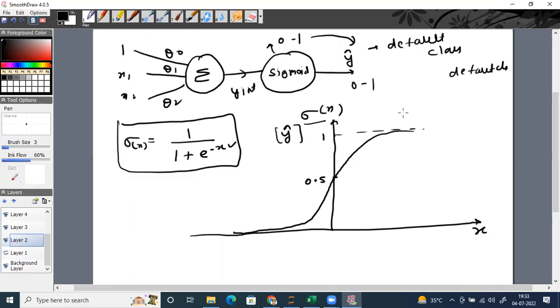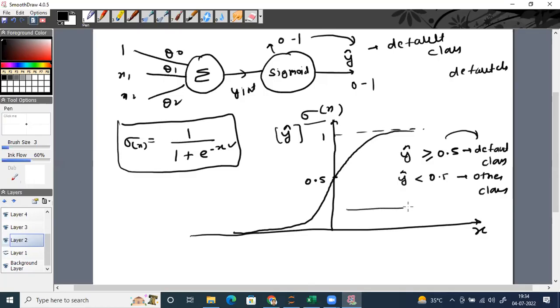You'll say that if my y hat is greater than or equal to 0.5, it belongs to the default class. If this y hat is less than 0.5, it belongs to the other class, not the default class, because it always represents the probability of the default class. From here we can also say the same thing: it will belong to the default class only when x is greater than or equal to 0.